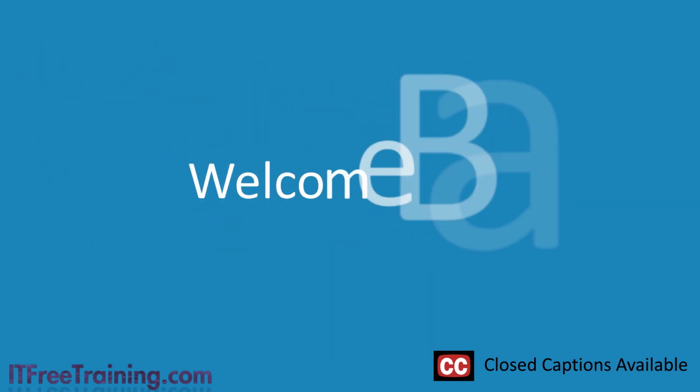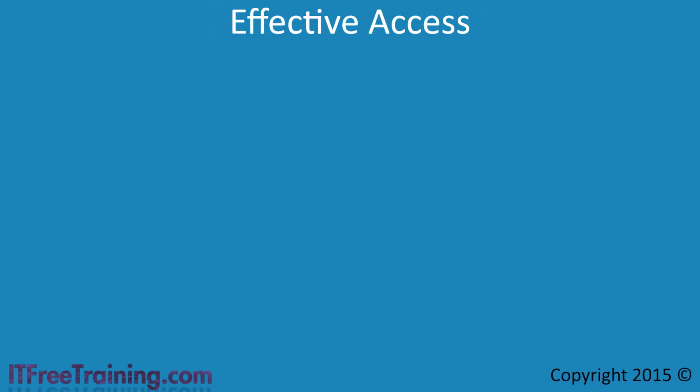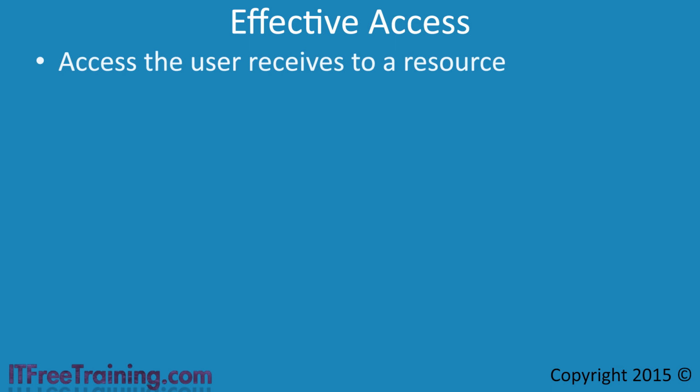Welcome to the IT free training video on effective access. This video will look at how to determine what access a user has to a resource when the permissions for that resource have been evaluated. Effective access is essentially the access that a user receives when they attempt to access a resource.